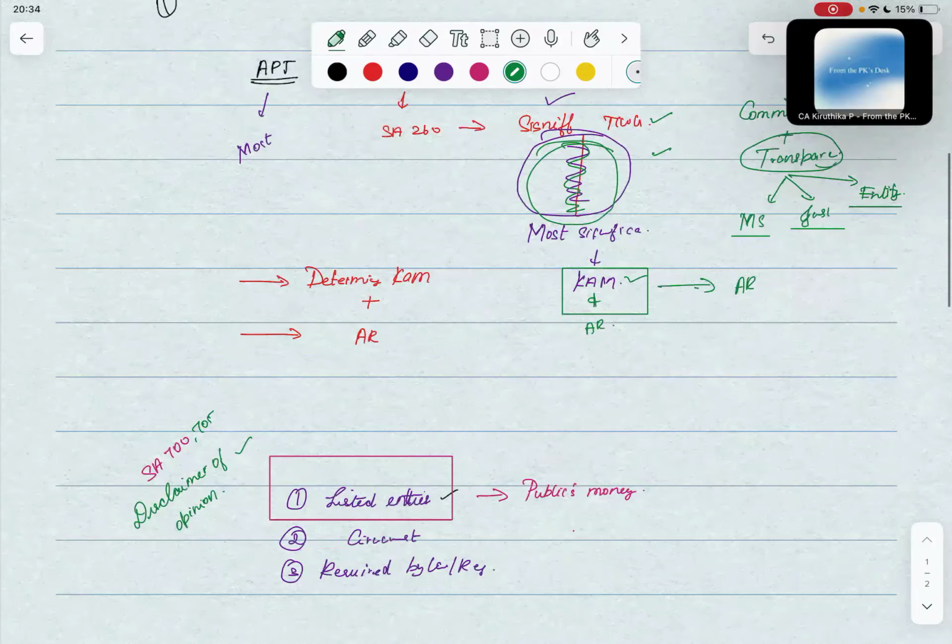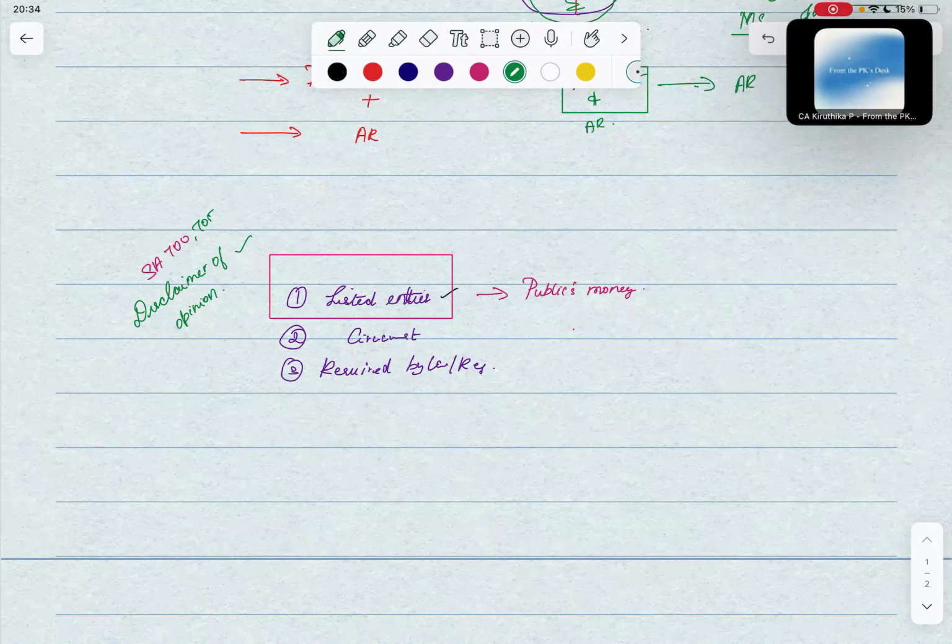Good. Now coming to the applicability, it is applicable for listed entities audit, and there it is mandatory. Number two, for other entities, wherever the auditor feels it is essential to communicate key audit matters, he can do so based on the circumstances. And thirdly, it is required by law and regulation.